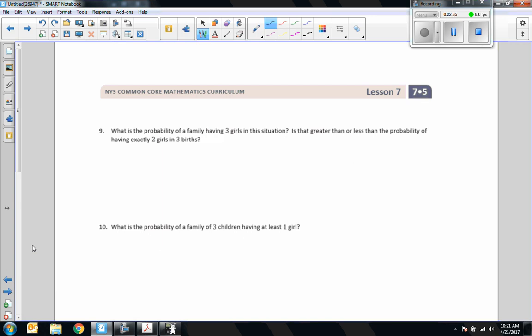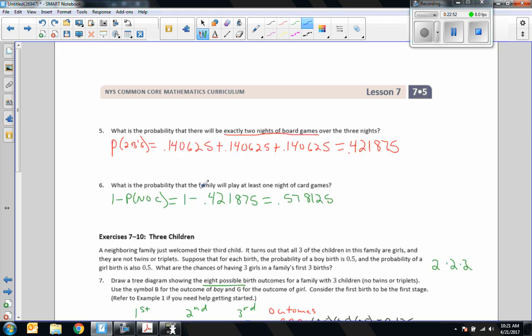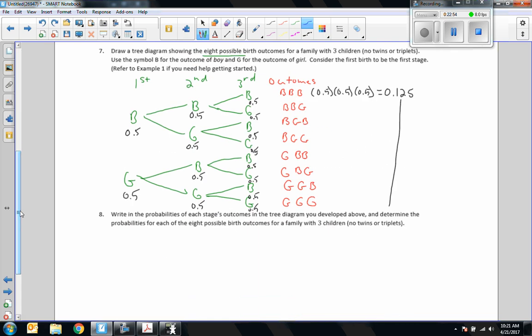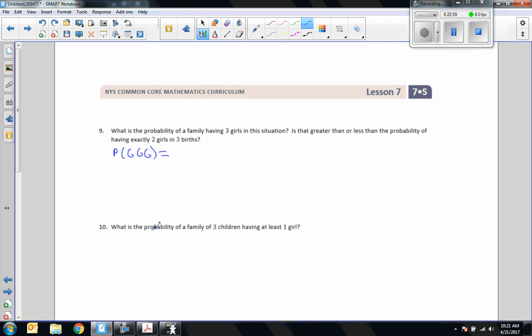Okay, next question. What is the probability of a family having 3 girls in this situation? So the probability of girls, girls, girls equals, and again, it is going to be right here, and it's this, which is 0.125. There's a 12.5% chance that there'll be all girls. Is that greater than or less than the probability of having exactly 2 girls in 3 births?